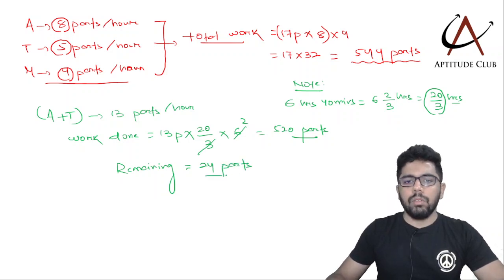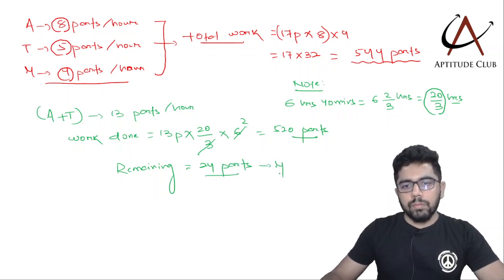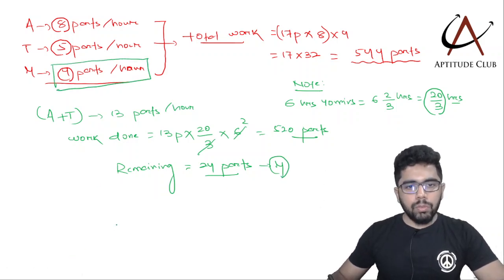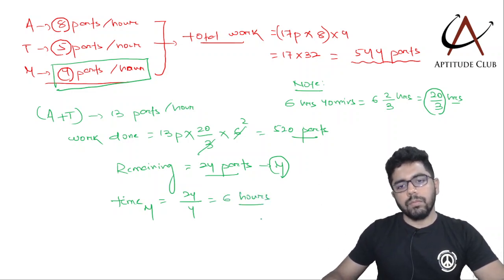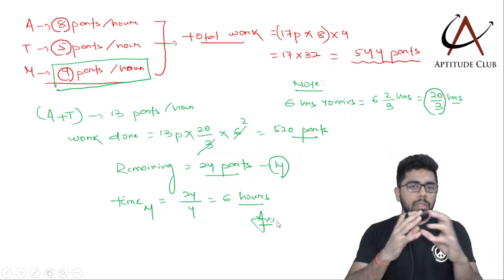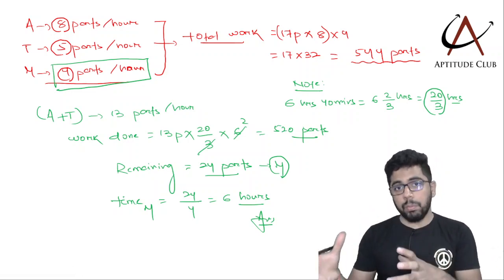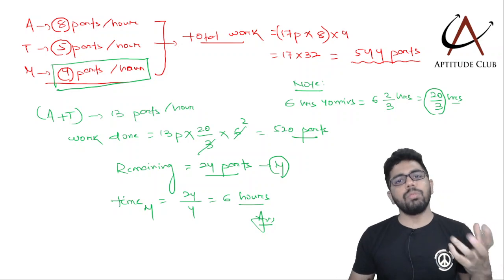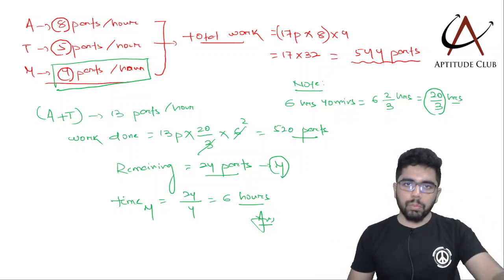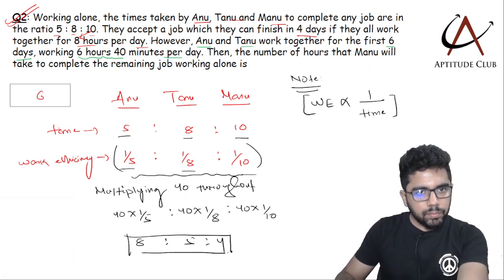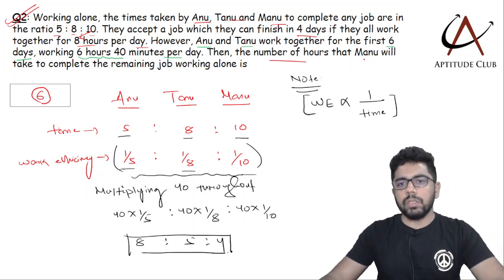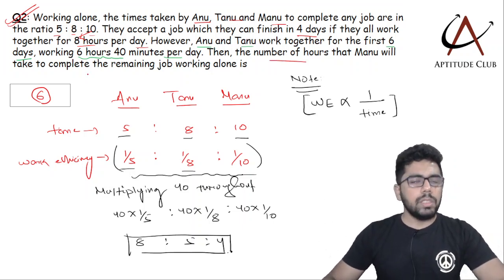Simple plus minus question. And this has to be done by Manu. Manu working at 4 parts per hour. What will be the time taken? So time taken by Manu is 24 by 4, 6 more hours to complete. And that is our answer. Because after Anu and Tanu are done, there are 24 parts left, which have to be done by Manu. Manu's efficiency is 4 parts per hour. So for 24 parts, 6 hours. So the answer to this is 6 hours. The number of hours that Manu will take to complete the remaining job is 6.